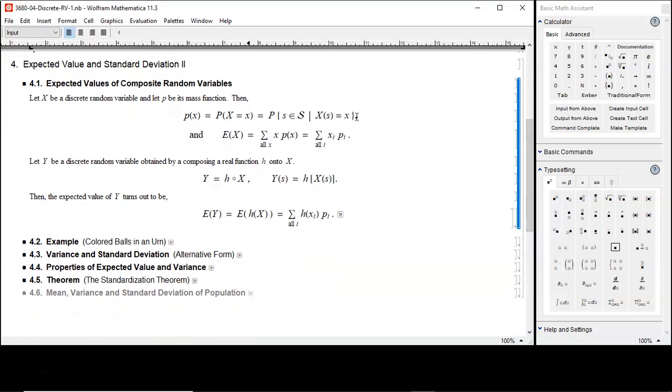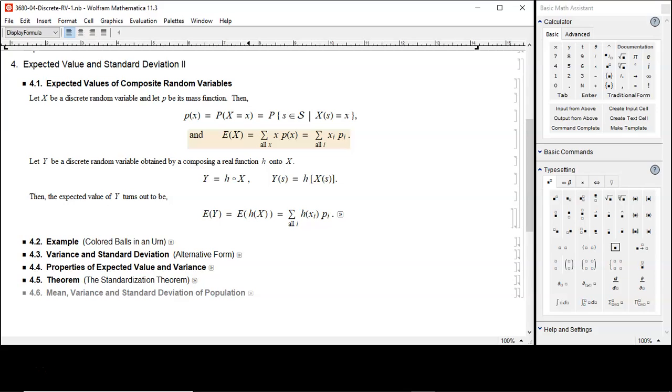Here we go. P of x is the probability mass function. The probability that the random variable capital X is taking a real value small x. That's P of x. And then expected value is defined the same way we did before.